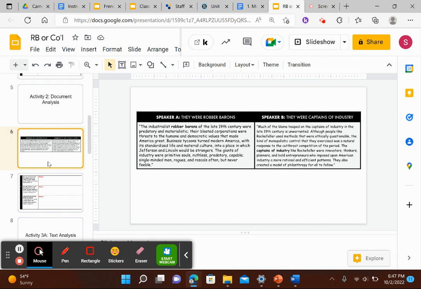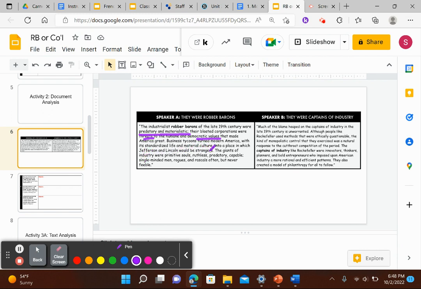So I'm going to break this down for you a little bit, and then we're going to go back to the question on the other page. I've got a nice pen here. Let's go with purple. So again, this is saying that robber barons are predatory and materialistic. Their bloated corporations, or their too big corporations, were threats to democratic and humane values. Threats to democratic values. Business tycoons turned modern America with its standardized life and material into a place that Jefferson and Lincoln would be strangers.